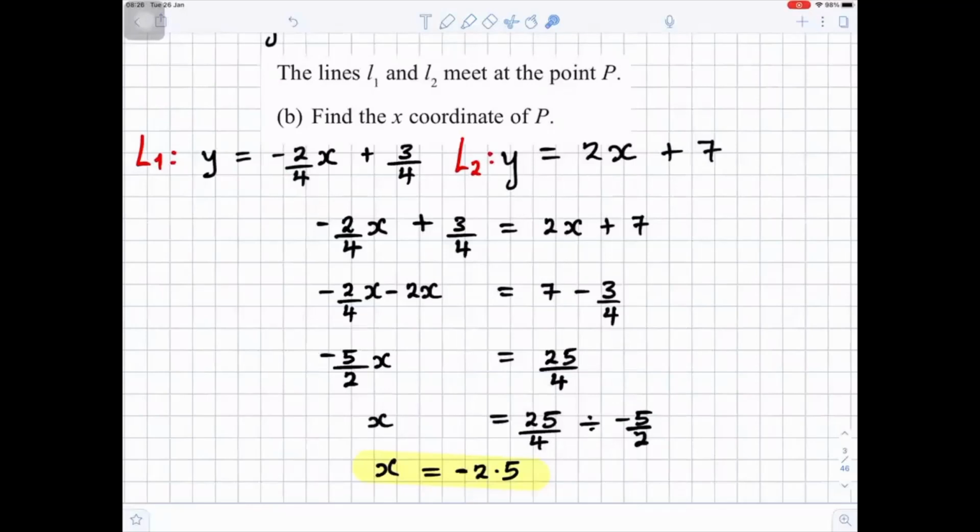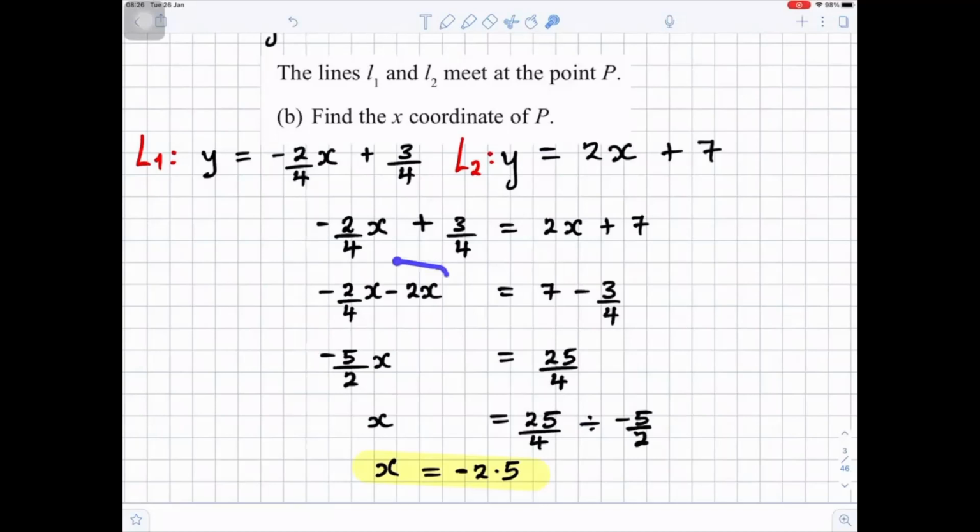The lines L1 and L2 meet at the point P. Find the x coordinate of P. So we've got line L1 and line L2. When the two lines meet, that means L1 is equal to L2, and we need to solve that equation for x. We put all the x terms to the left, so 2x goes to the left and becomes minus 2x. Plus 3 over 4 goes to the right and becomes minus 3 over 4.